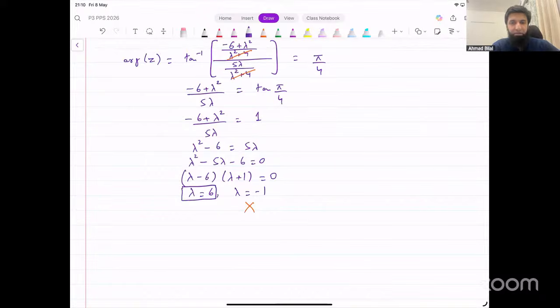Whenever you get multiple answers, always go back to the question statement and see if all of them are going to be possible or not. So in this case, negative 1 was not possible. Any issues with this? Any problems, anyone? Lambda is wavelength.